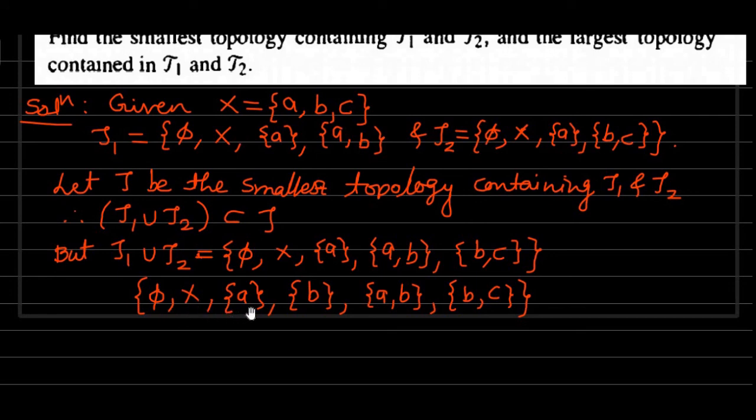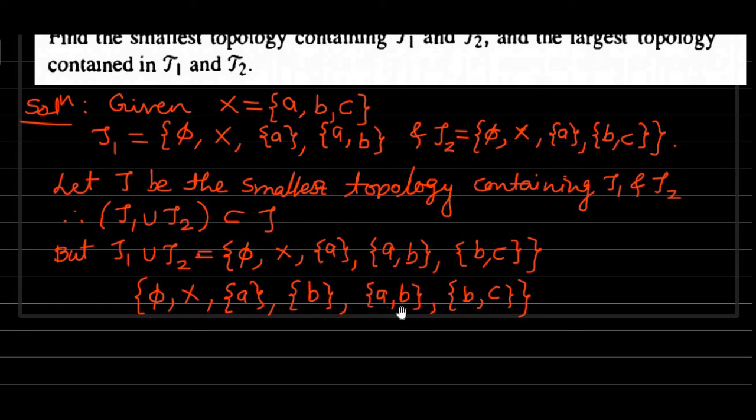Then we'll go for the union. Union of {A} and {B} is the 2-point set {A, B}, which is present here. Union of {A} with {B, C} is the set {A, B, C} which is equal to X, which is already present here. Union of {A} with {A, B} is the 2-point set {A, B}, which is already present here. Union of {A} with the 2-point set {B, C} is the set {A, B, C}, which is X, which is already present here.